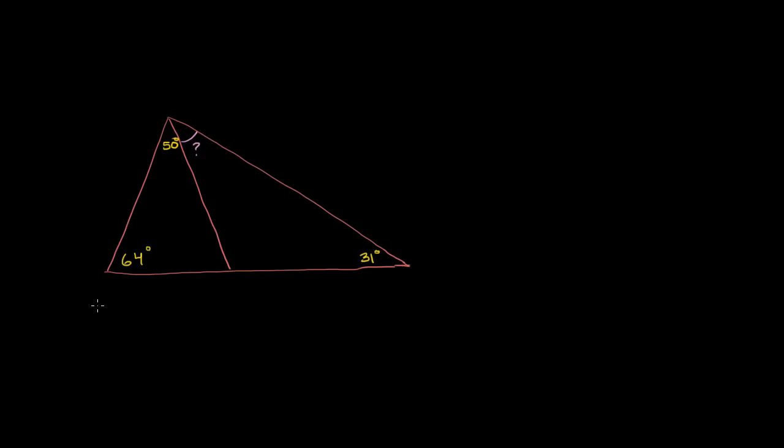So the first thing that kind of pops out to me is we have one triangle right over here. We have this triangle on the left. And on this triangle on the left, we're given two of the angles. And if you have two of the angles in a triangle, you can always figure out the third angle, because they're going to add up to 180 degrees. So if you call that x, we know that x plus 50 plus 64 is going to be equal to 180 degrees. Or we could say x plus, what is this, 114. x plus 114 is equal to 180 degrees.